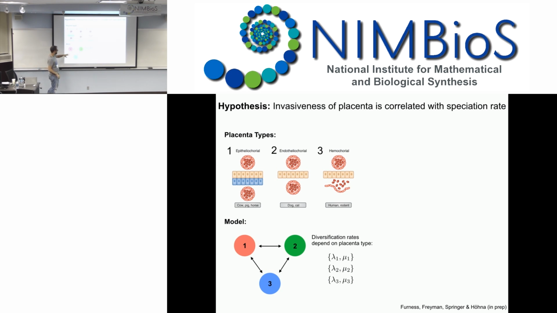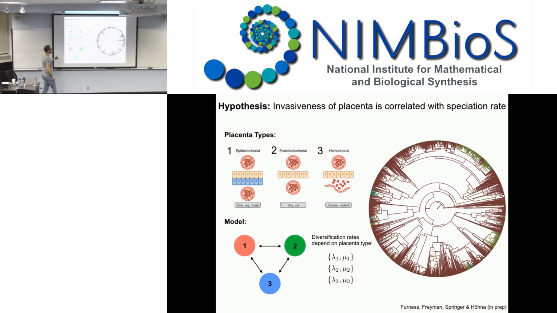And we tried to apply that to placental mammals, setting up then the model that we have. If you're in state 1, you have one set of speciation and extinction rates. If you're in the endotheliochorial state, you have speciation rate 2 and extinction rate 2. And if you're in the third state, you have a third set of speciation and extinction rates. So you can just go between all the different states, and we try to estimate how speciation and extinction rates are there. I also tried to estimate first, just a little bit to get an overview, is there actually any variation in the diversification rates over the tree?